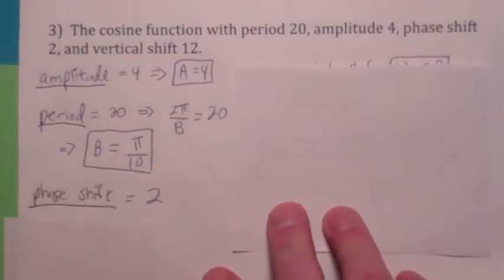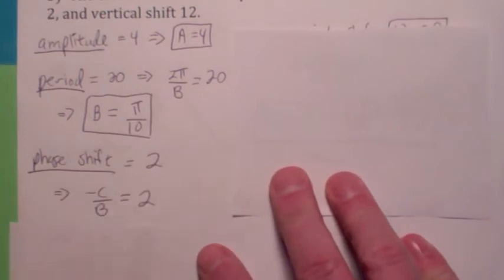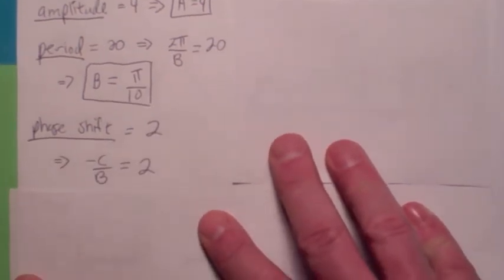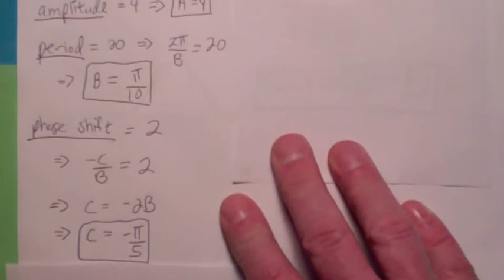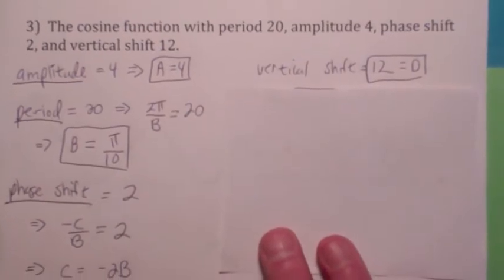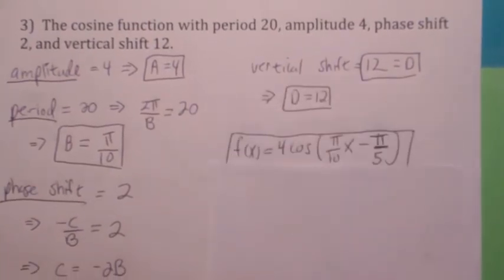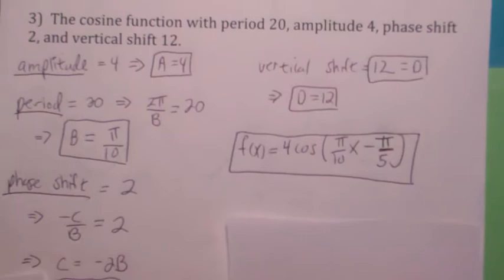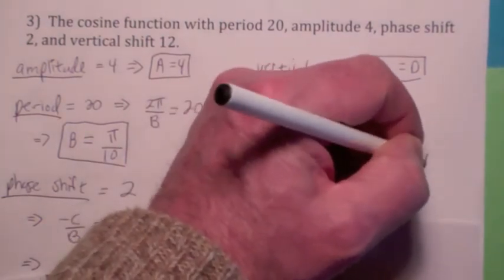So now that you know b, you go to the phase shift. If the phase shift is 2, that means negative c over b is 2. That means c equals negative 2b. c is negative pi over 5. I've already mentioned that d is 12. So you put it all together. Whoops, shouldn't there be a 12 here somewhere? It should be plus 12, right?